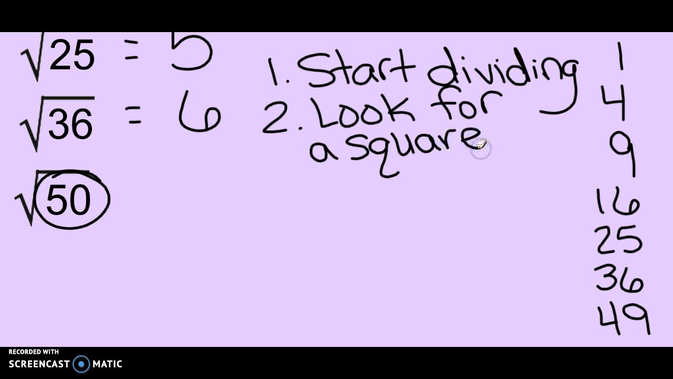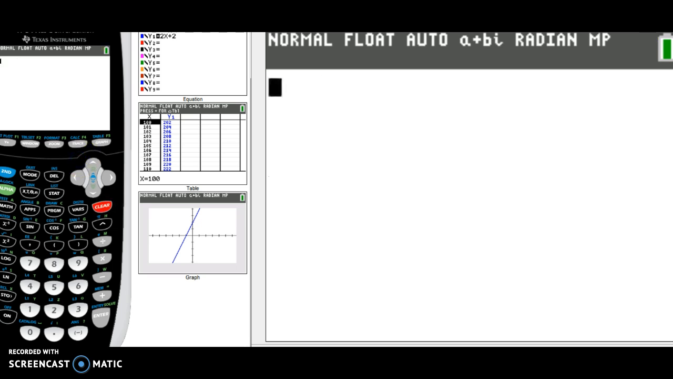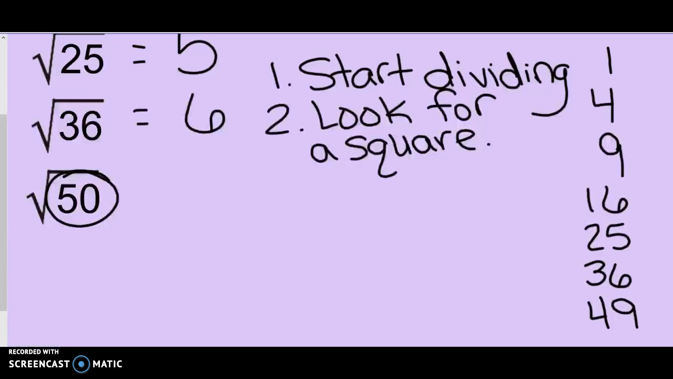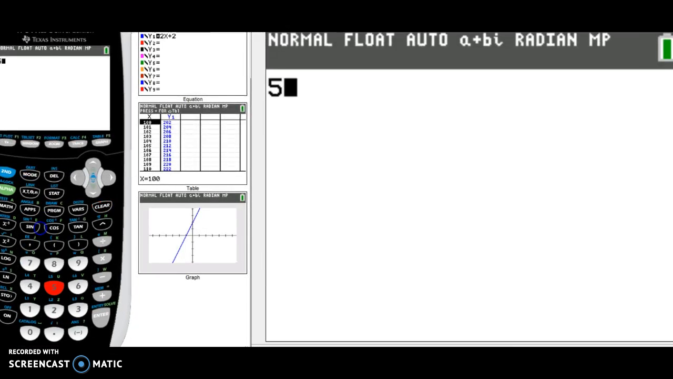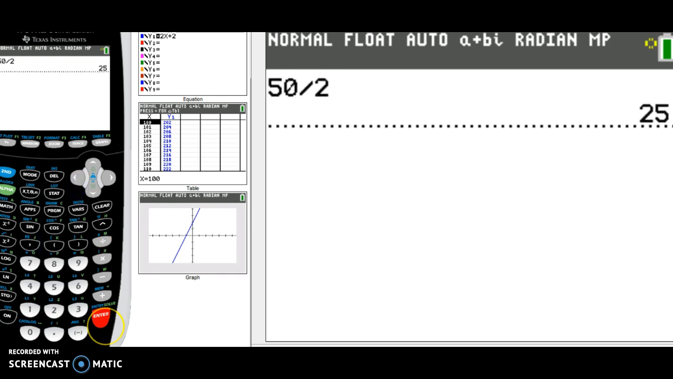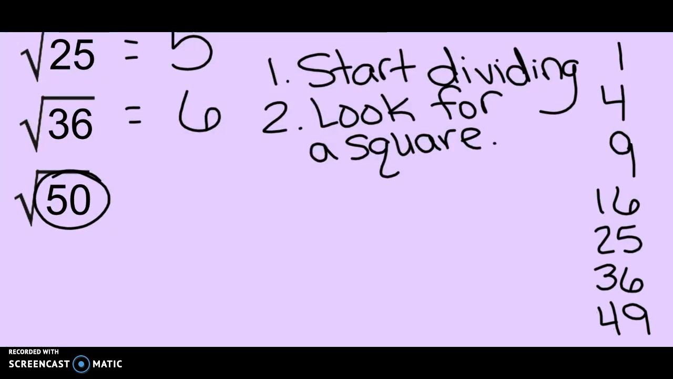So if you do this, let's put this in our calculator. Clear out what I've got. Our number that we're using is 50. We just enter 50. I'm going to start by dividing by 2, and hopefully I get a perfect square. I do. I get 25. If I look on my list, I see 25 is a perfect square.